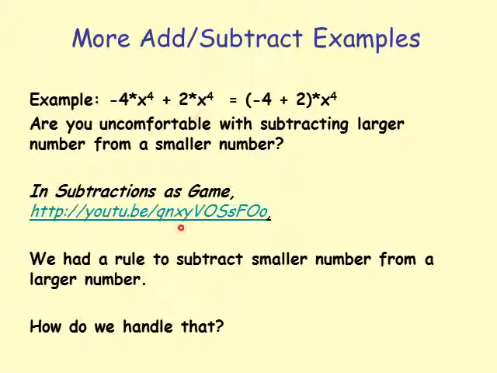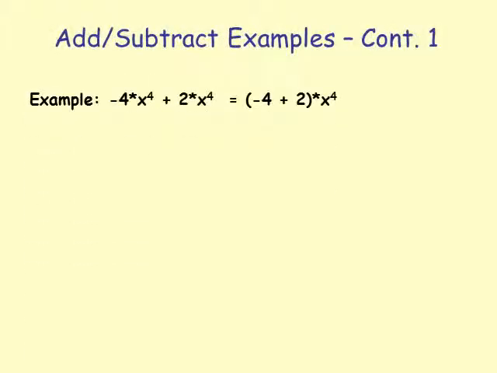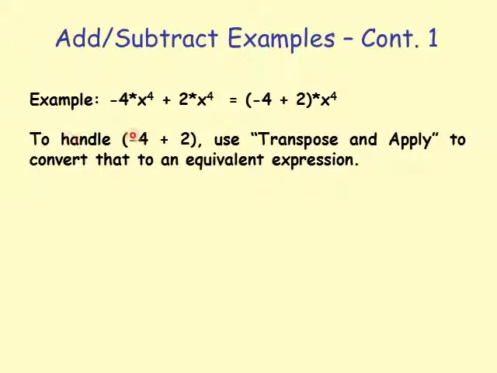So if there's an issue, let's see if we can convert it to subtracting a smaller number from a larger number. We can do this. This is the situation right now. We have minus 4 plus 2 is the coefficient times x to the fourth power. How do you handle that? We apply the sutra, transpose and apply, to convert that to an equivalent expression.